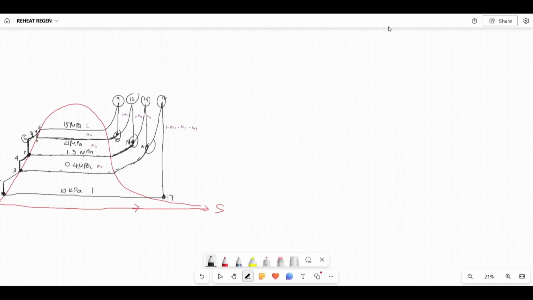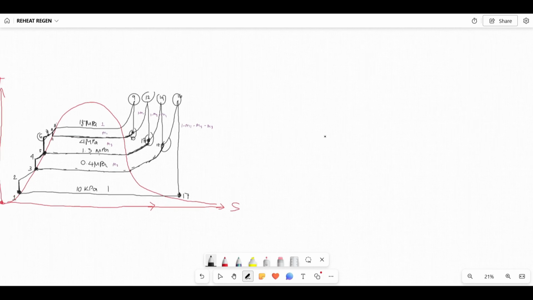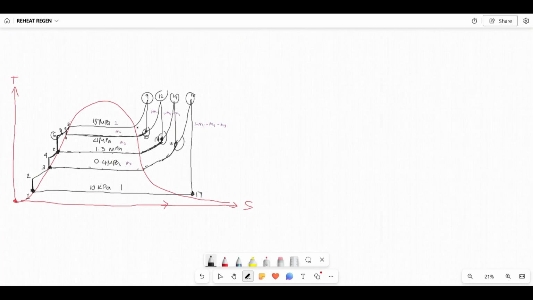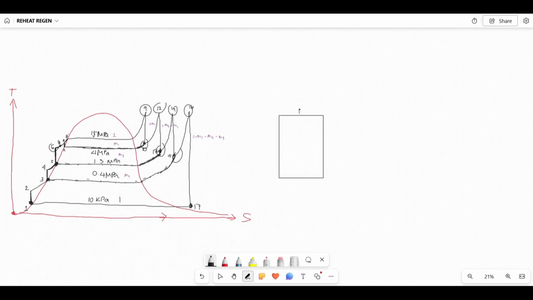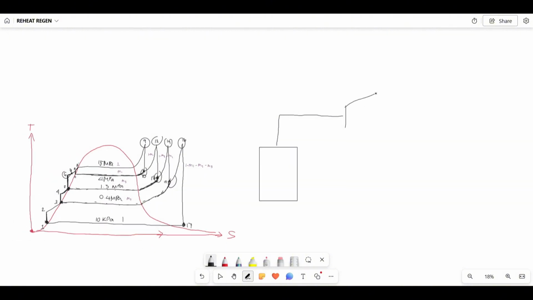Of course, if we have the TS diagram, let's also make its block diagram, or a simple diagram that shows how this looks in an actual setup. So first of all, let's make the boiler over here. Okay, that's the boiler. Then this is where the tube towards the first expansion happens. Therefore, this is the turbine. Meaning, this goes back for the first reheat.